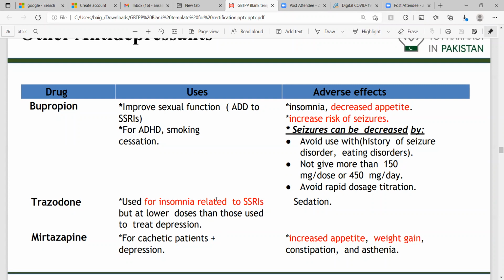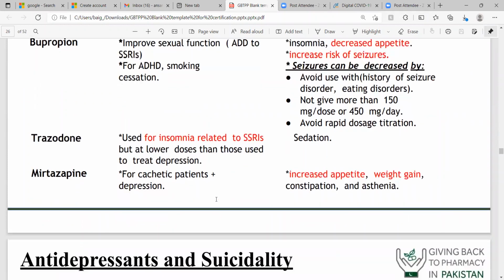Trazodone is used for insomnia. At lower doses, it is used for insomnia, and at higher doses, it is used for depression. Mirtazapine increases appetite and weight gain, and another side effect is constipation. So if you have a very frail elderly patient with depression and decreased appetite, normally the agent you choose is mirtazapine. Or if a patient has sleep disturbance due to depression, trazodone is the best option.